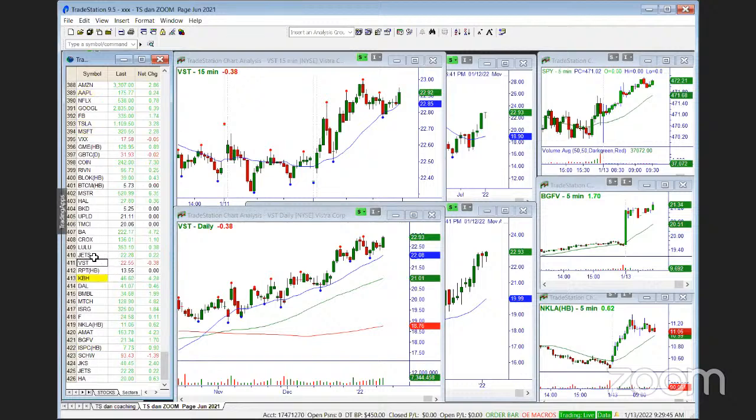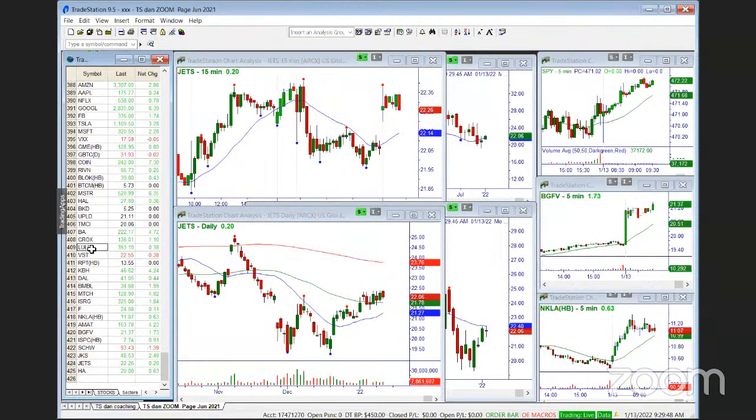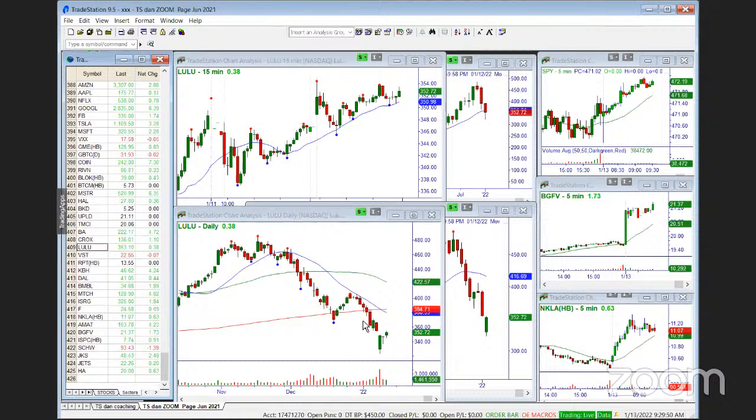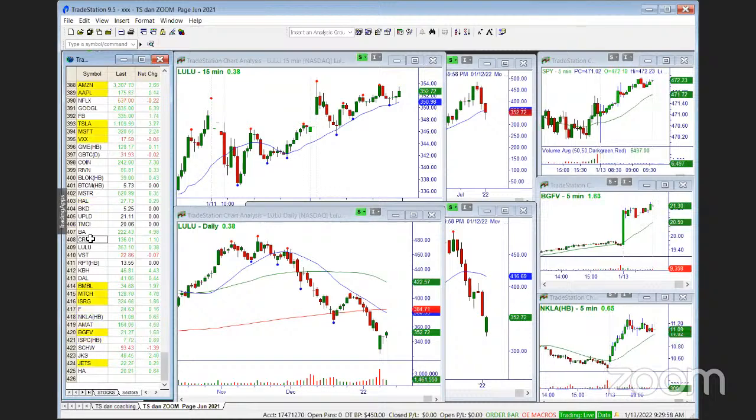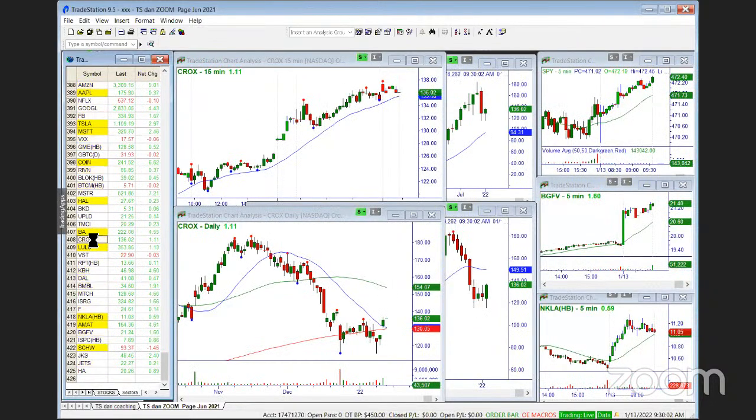There's our Jets. Lulu. I wish it had more premium because this would be a good put spread candidate. Nice 1, 2, 3 from a gap down climax. RPT alarm. Crocs here. I like the new low reversal on the daily there. So that bottoming tail with a big old price void. So this is a put spread candidate.